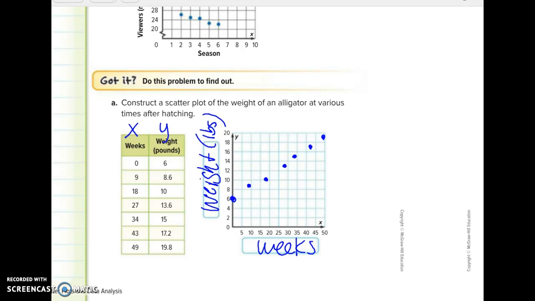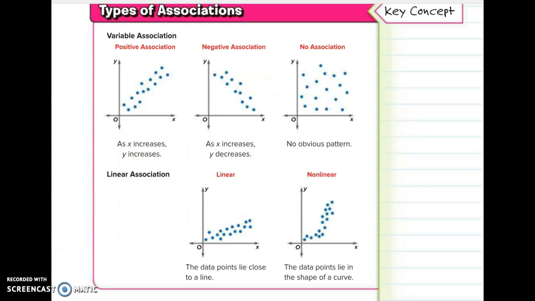Now we are going to talk about some more vocabulary in describing these scatter plots. Some vocabulary that we need to know are types of association. When we look at a scatter plot, we want to be able to see: is it linear? Is it nonlinear? Is it no representation of the data? Is it random? What general statements can we make when we look at this scatter plot? So there are different types.